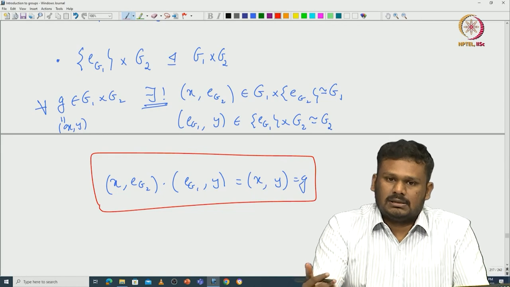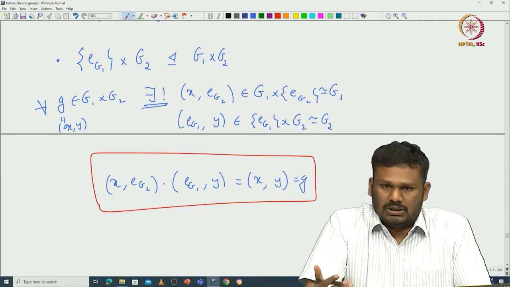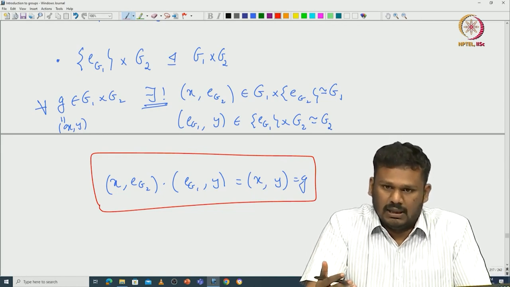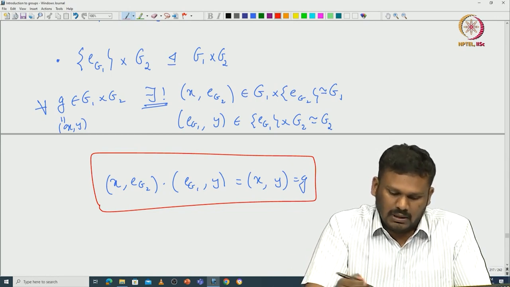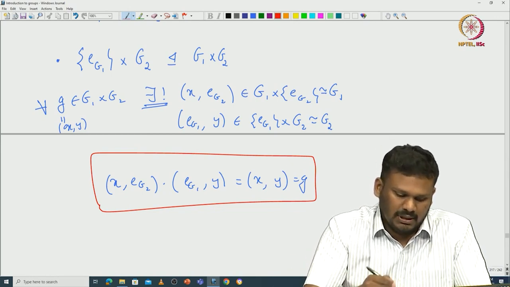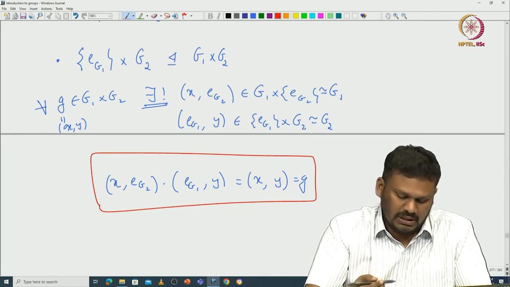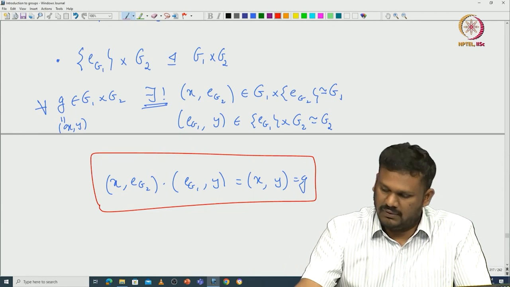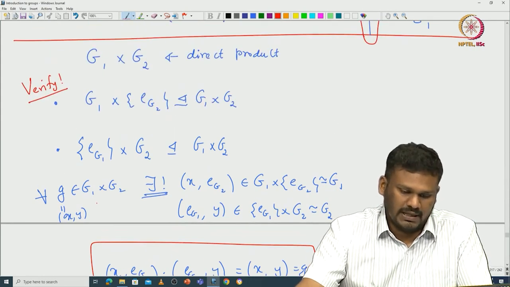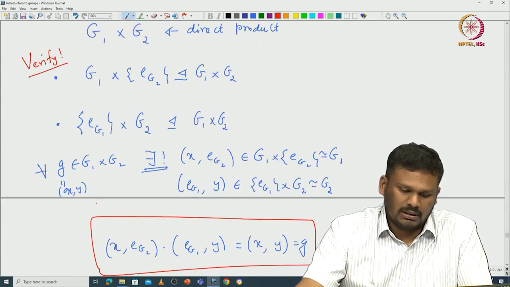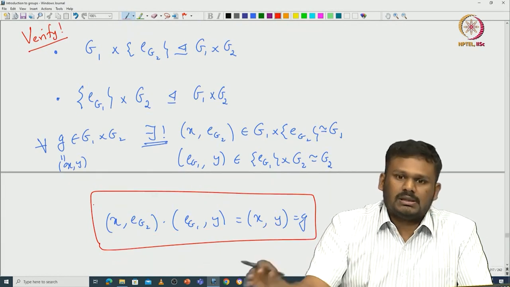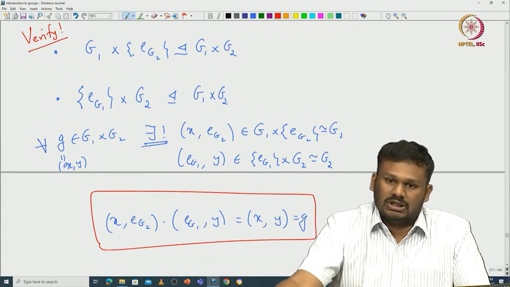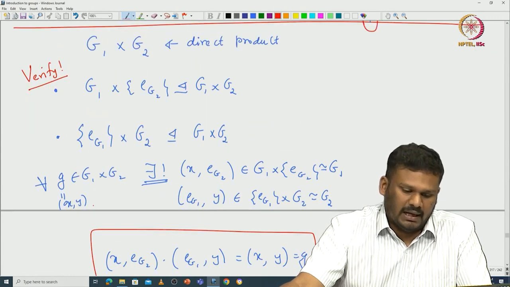So, it has some kind of unique decomposition of elements of G1 and elements of G2. Okay? So, this given G can be written as a product of these two elements coming from G1 and G2 in a unique way. So, this is a very, very important property of this direct product. Okay? In particular, this is something we want to mimic for the general group.